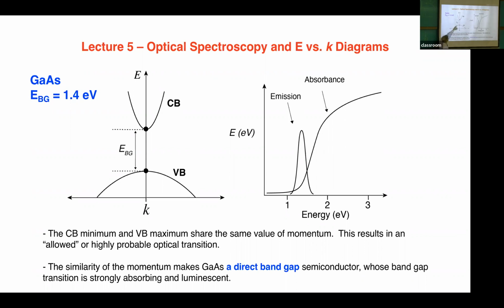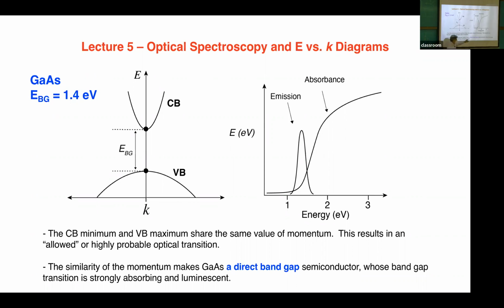The result is that the band gap energy, you see the bottom of this band and the top of this band, and they share the same value of momentum. This is not always true. But because that's the case, gallium arsenide is called a direct band gap semiconductor. And optical transitions that share the same value of momentum, when the electron is staying at k equals 0 and going to k equals 0, those are symmetry allowed transitions.